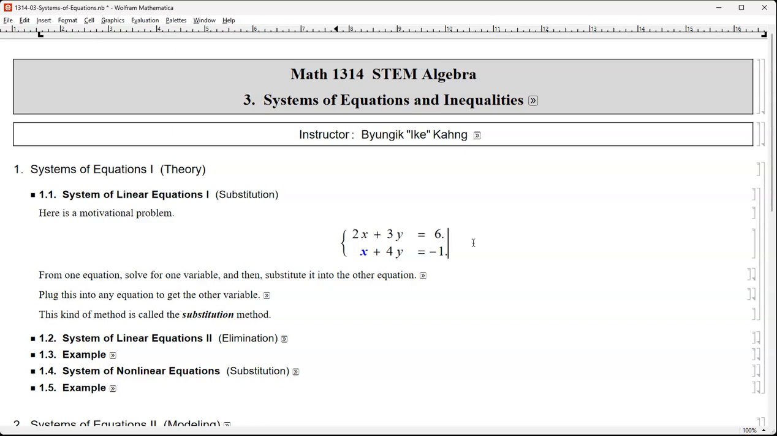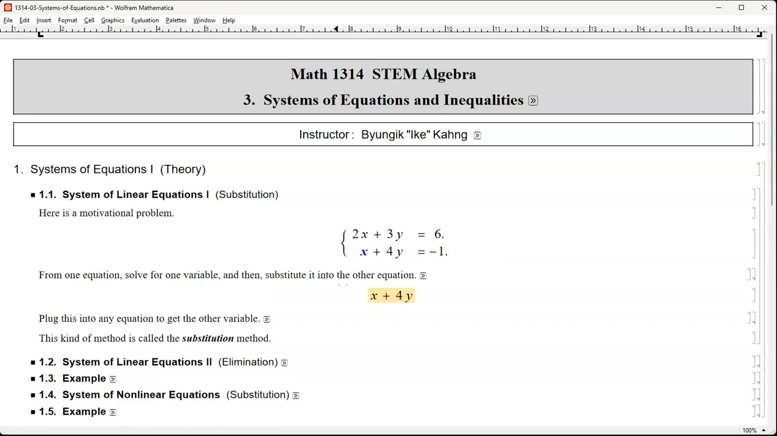That's the simplest. So let us solve with respect to x from the second line, and then we're going to substitute it into the first line. Okay, let's go ahead and do that. x plus 4y equals -1. So x is -4y minus 1. So flip the sign, and we're ready. It's done. So I'm going to substitute it into the other equation.